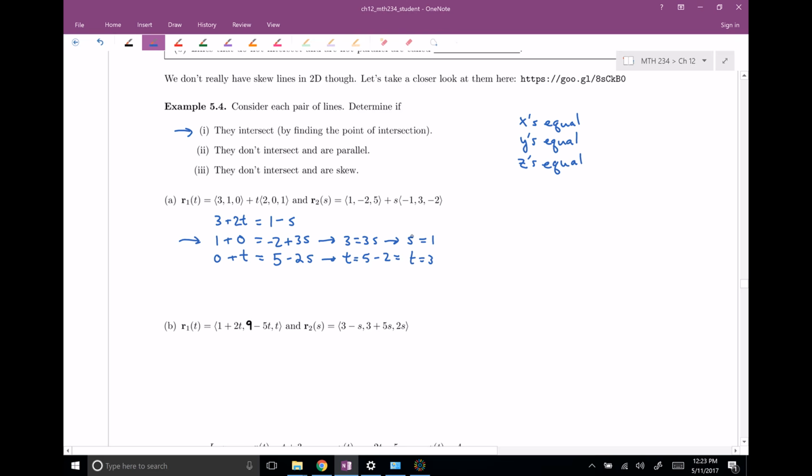So if I have any hope of these things being equal, according to the second equation, s needs to be 1. According to the third equation, t needs to be equal to 3. Let's see if it works out. So if I plug it in up here, 3 plus 2 times t needs to be 3. So 3 plus 6, I would have 9 is equal to, and if I plug in s equals 1, I have 1 minus 1, 0. No. So do they intersect? No, they do not intersect.